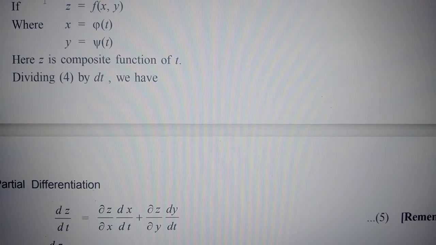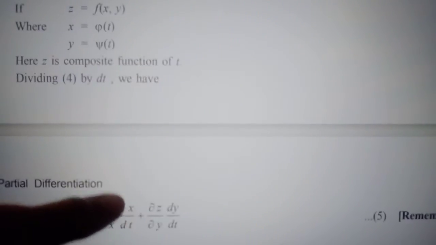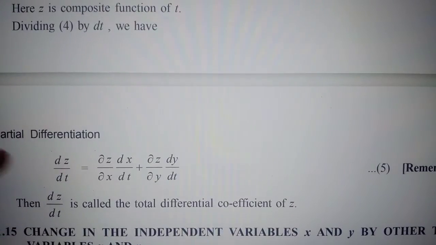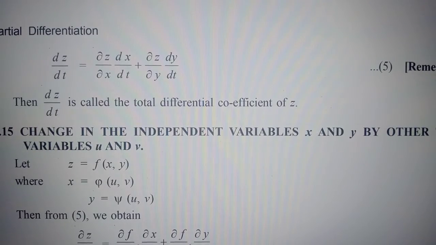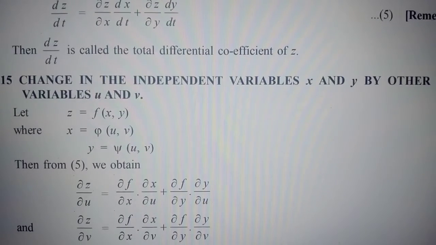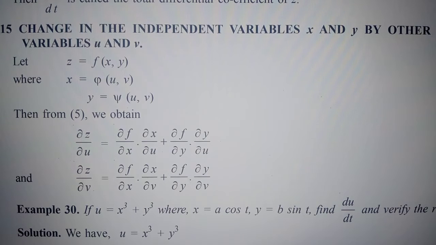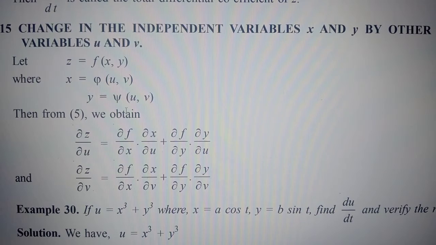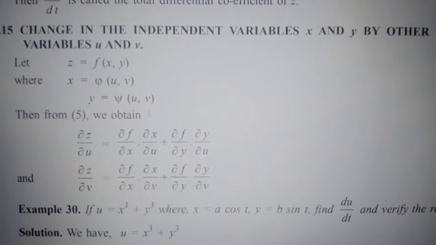So we can represent dz by dt is equal to dou z by dou x into dx by dt plus dou z by dou y into dy by dt, where dz by dt is called the total differential coefficient of z. Okay, and next, how to change the independent variables x and y by two other variables like u and v. So we are considering z is a function of x comma y, and x is equal to phi of u comma v, y is equal to psi of u comma v.